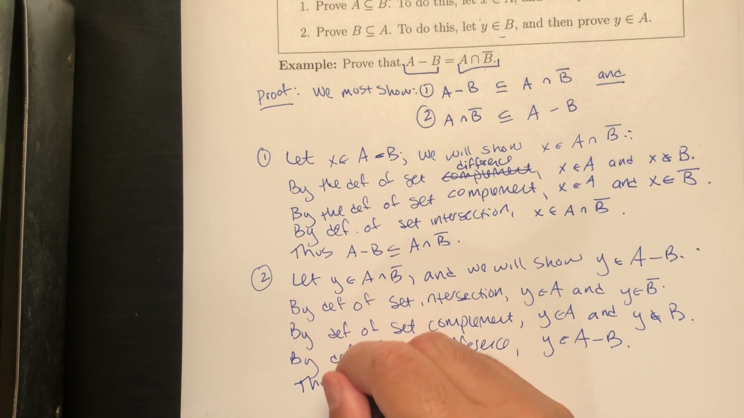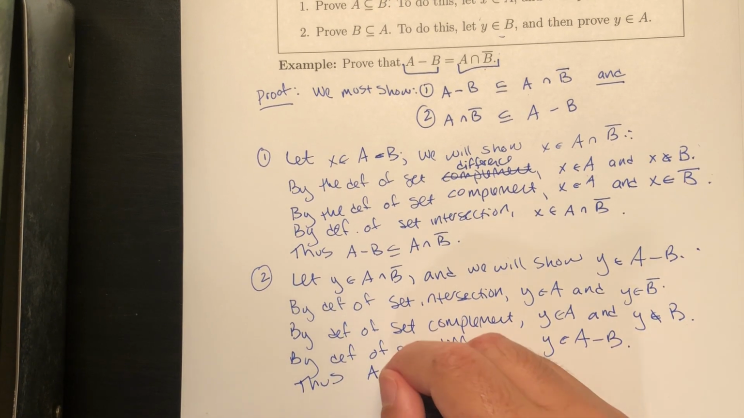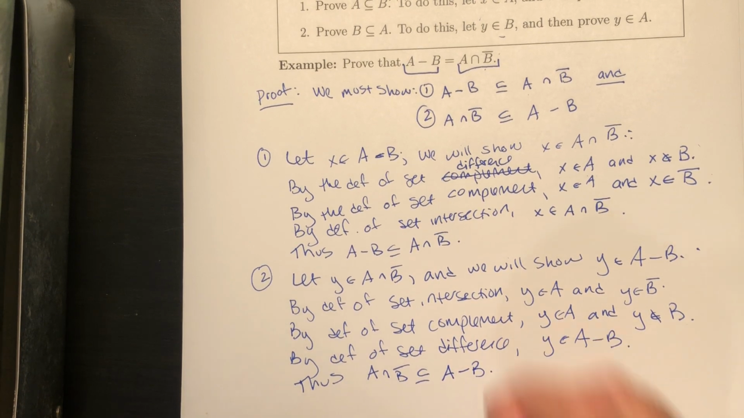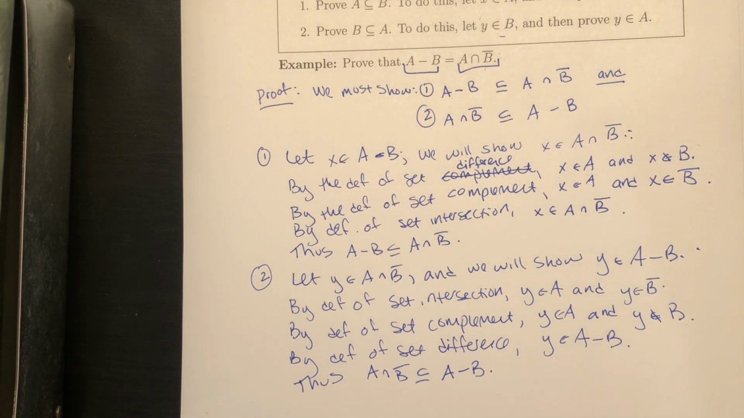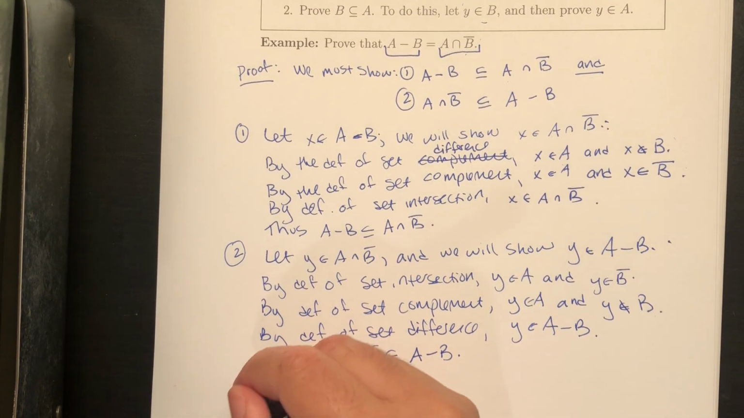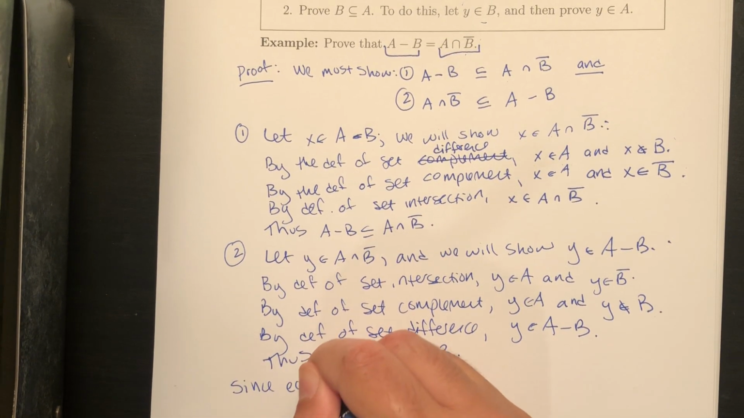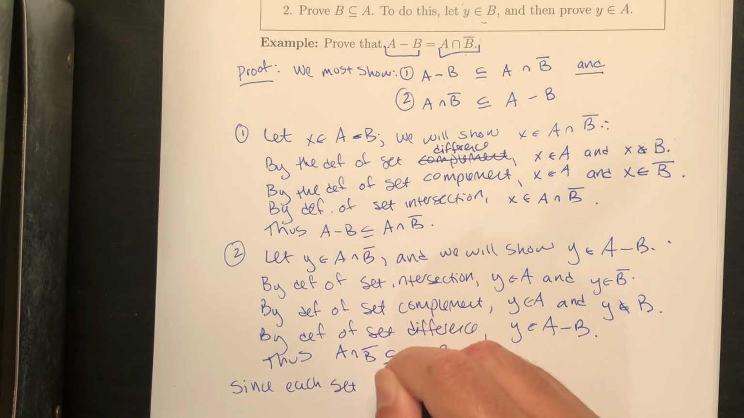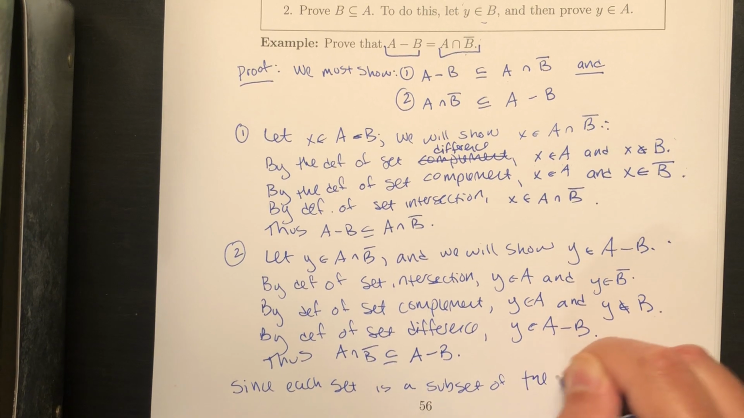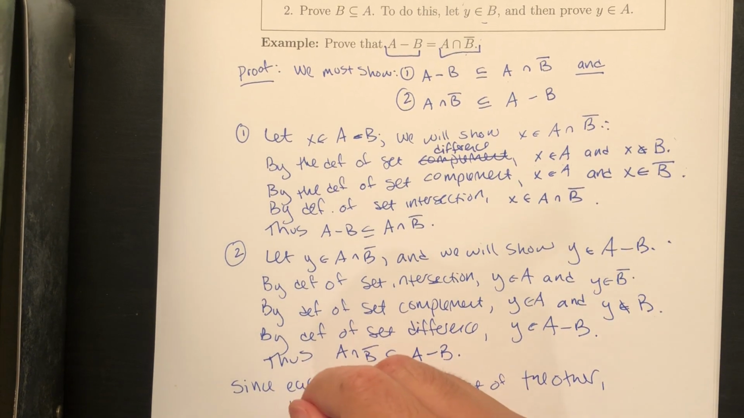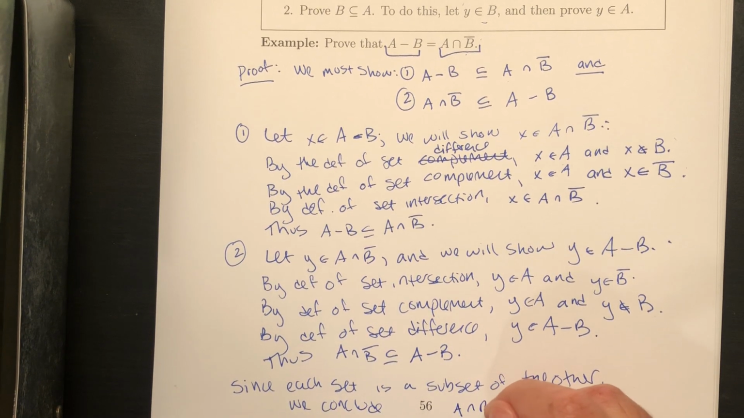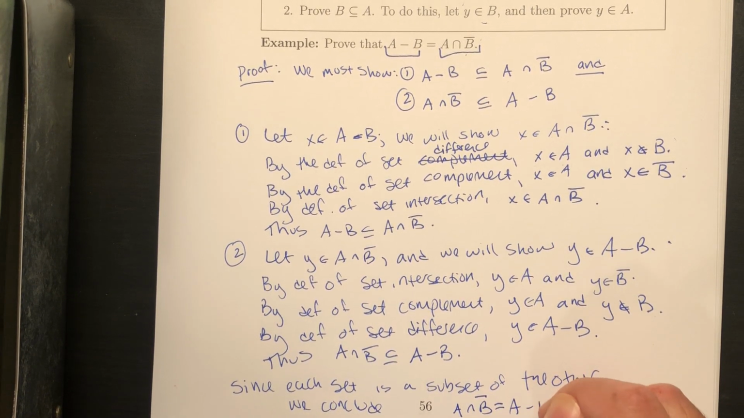Thus, A intersect B complement is a subset of A minus B. That's it, right? Those are the two things we had to prove. I'm just going to wrap up this proof with a concluding sentence. Since each set is a subset of the other, we can conclude that these sets are equal. That is, A intersect B complement is equal to A minus B.